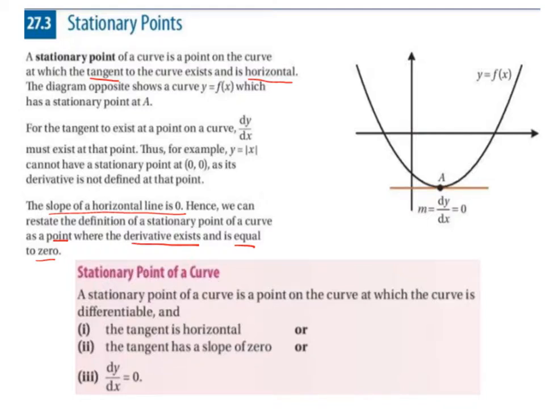Stationary point of a curve. A stationary point of a curve is a point on the curve at which the curve is differentiable and the tangent is horizontal, or the tangent has a slope of 0, or dy dx is equal to 0.